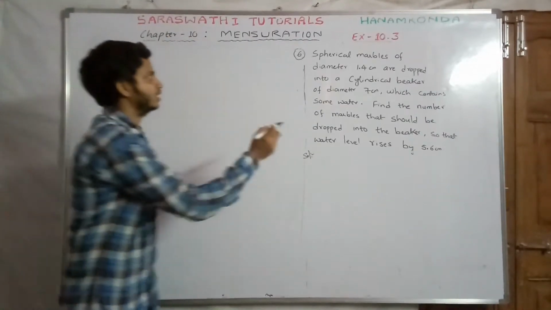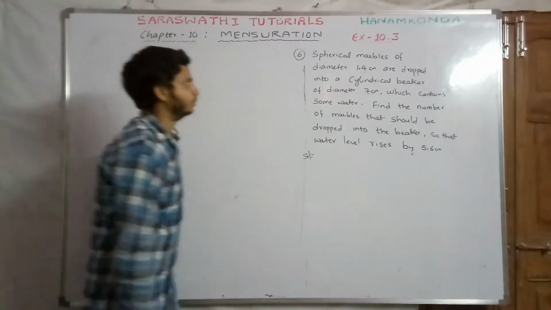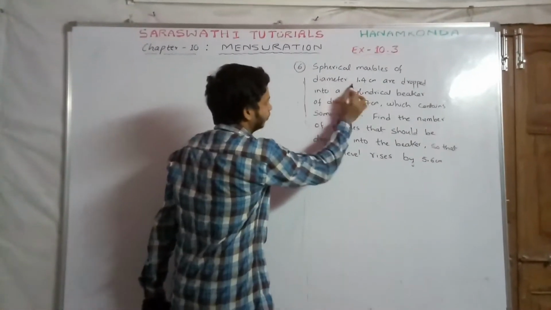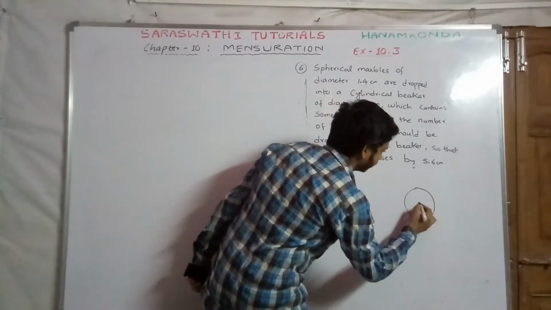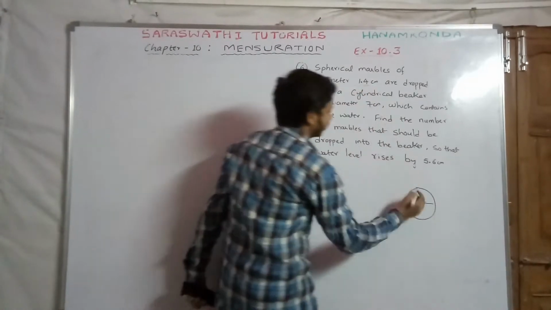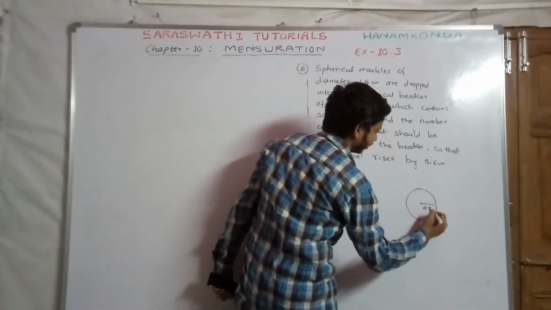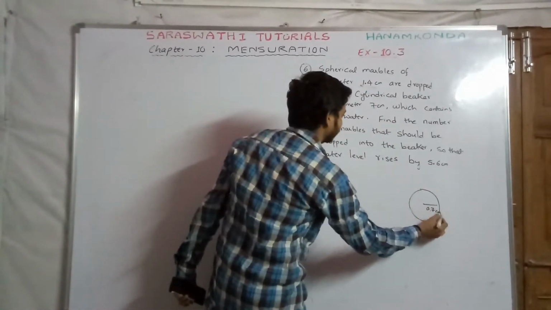So the next question is: spherical marbles of diameter 1.4 centimeters are dropped into a cylindrical beaker. Marbles are in the shape of a sphere. So that means the radius of the spherical marble is 0.7 centimeters. The radius is half of the diameter.